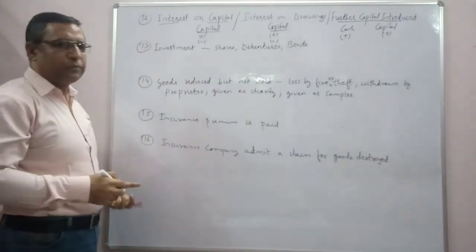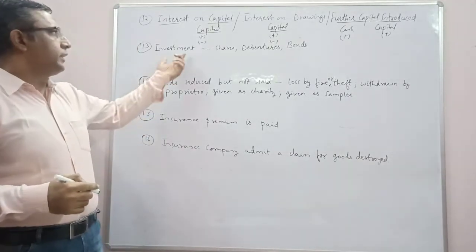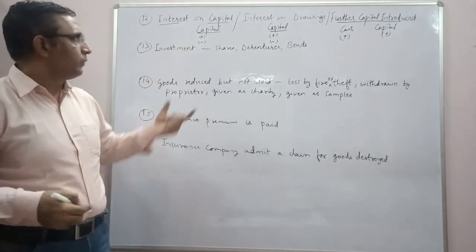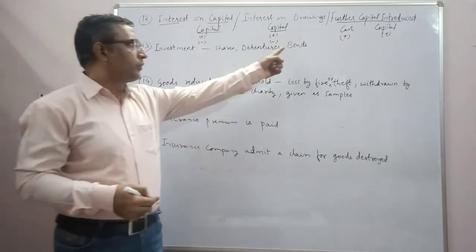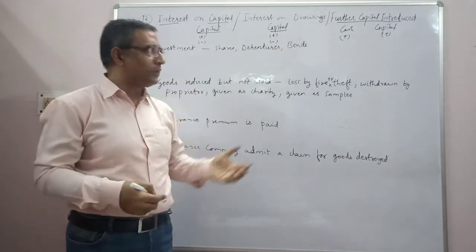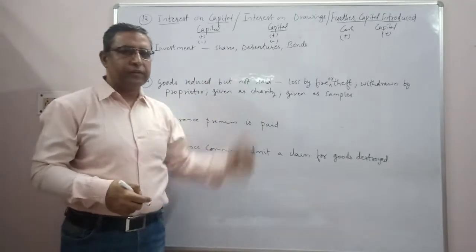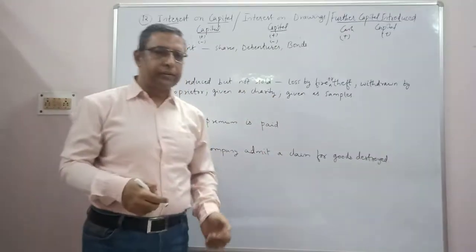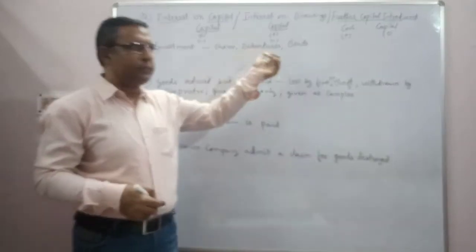Now we talk about investment. When a business has some extra money, then it can invest. It can put that money to useful use and generate income from it. It can buy shares, debentures or bonds of other companies, or government bonds, since bonds are issued by the government also. On this, it will generate some interest, some income, some dividend income.